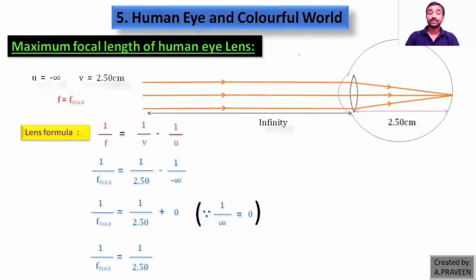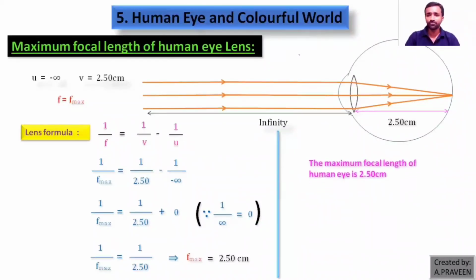From this, I'm going to write the reciprocals. Reciprocal writing means the LHS will be written as f maximum, and the RHS as 2.50. The units are centimeters because the image distance and object distance are measured in centimeters. So according to that, I get centimeters here. From this, I can decide that the maximum focal length of the human eye is 2.50 centimeters.